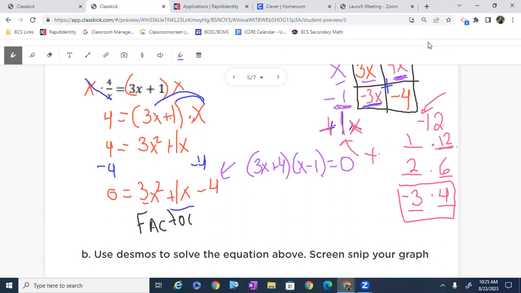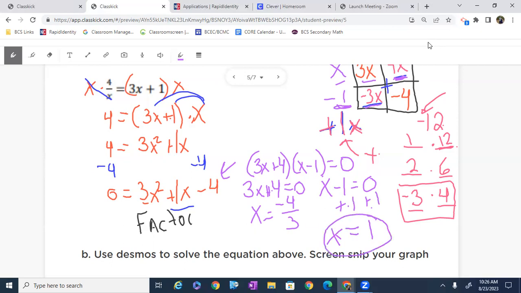So what we want to do now is solve for x by setting both of those binomials equal to 0. So I'm going to write 3x plus 4 equals 0. And when I do that, it's going to give me x equals negative 4 thirds. We're going to subtract the 4 over and divide by 3. And then I'm going to say x minus 1 equals 0. I'm going to get rid of that negative 1 and add the 1 over. And that gives me x equals positive 1. Okay, so our answers should be 1 and negative 4/3.